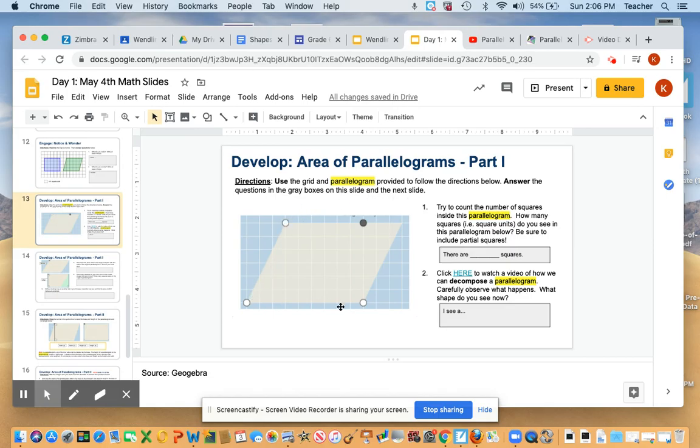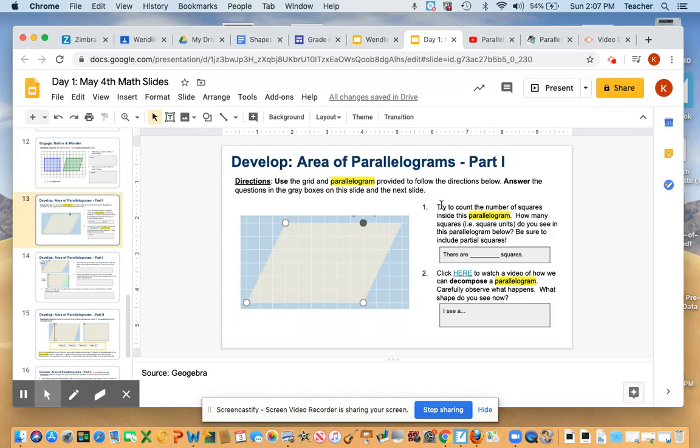Here's our picture of our parallelogram. It's the gray one. The blue is the grid in the background. Notice our parallelogram has two sets of parallel sides. The left side and the right side would keep going and never touch. And the top and the bottom, the two bases, would keep going in either direction and never touch. That's what makes them parallel. And all of them together give us our parallelogram.